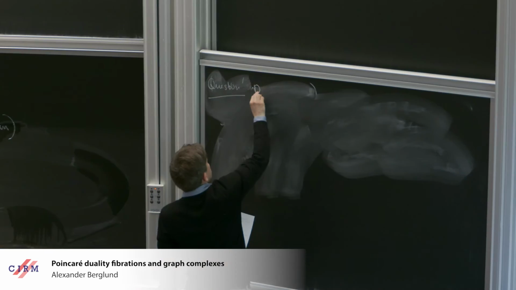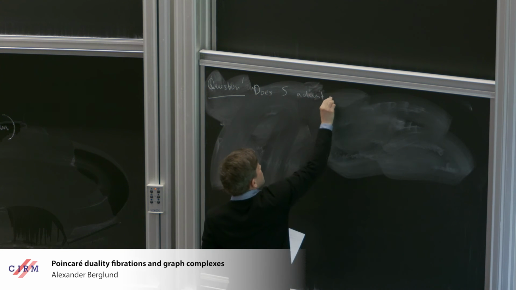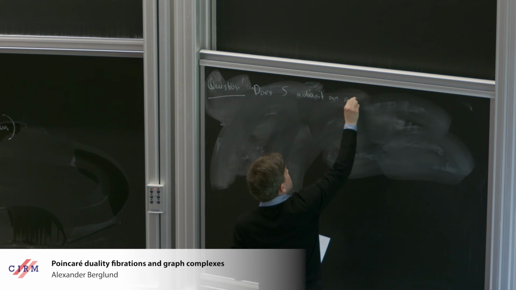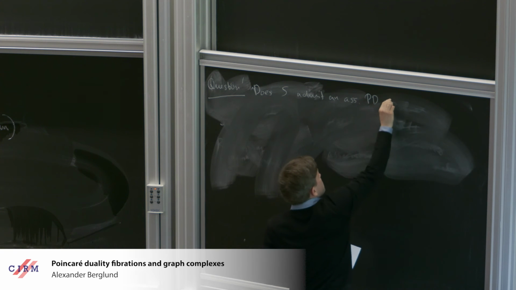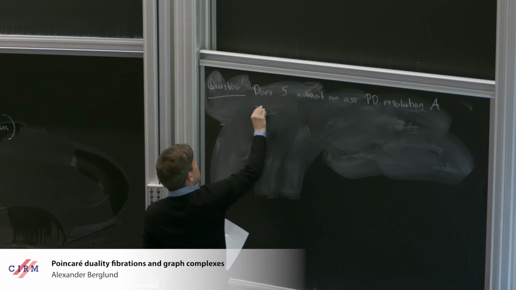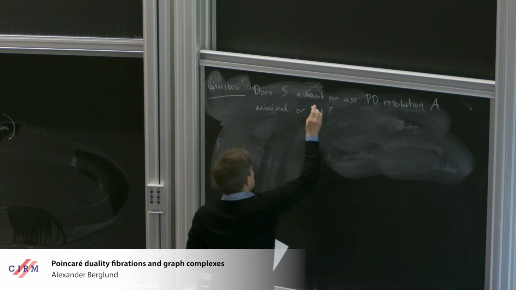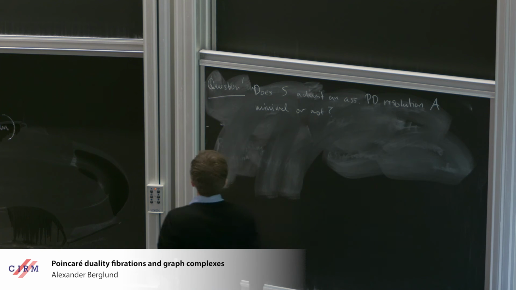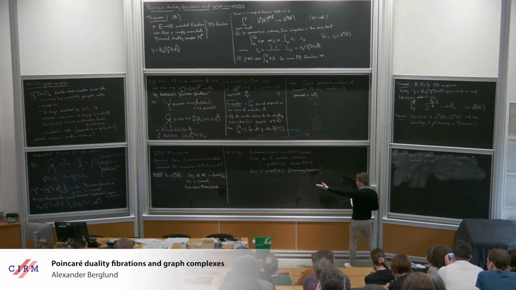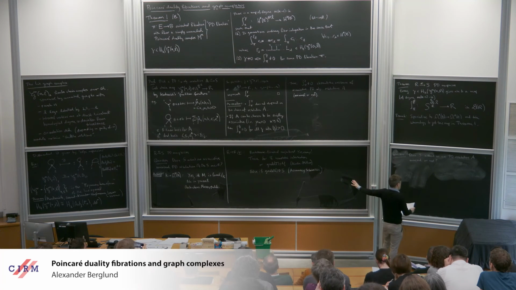So here's a question prime. Does S admit an associative Poincaré duality resolution A, minimal or not? So this is an easier problem. If the minimal resolution has such a structure, then of course the answer to this question is also yes, but it could be that the minimal resolution does not admit such a structure, but you can find some other resolution.